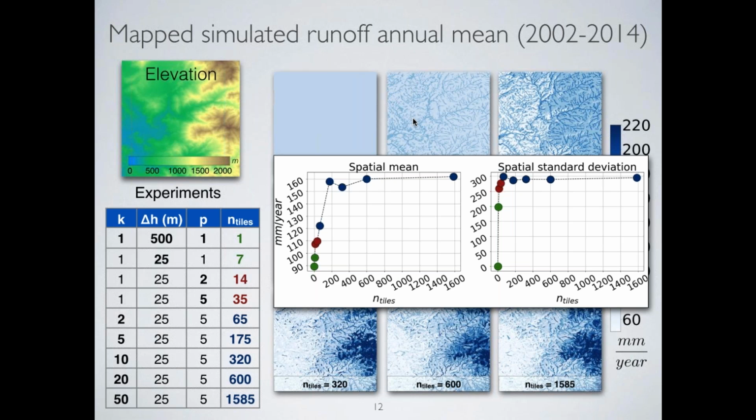And the exciting thing is that by the time you hit 200 tiles, you're really converging on a solution, and you're not really changing that much, both the spatial mean and the spatial standard deviation. So there is a point at which we don't need to keep adding more and more heterogeneity to our system, and from a macro-scale perspective, we're going to be getting a fairly similar answer.